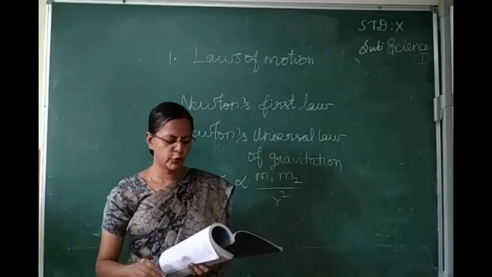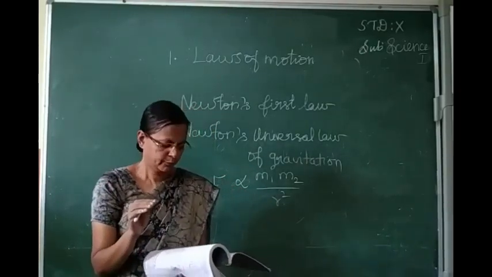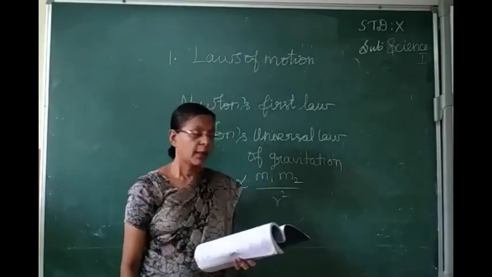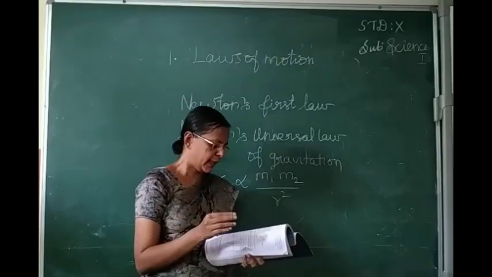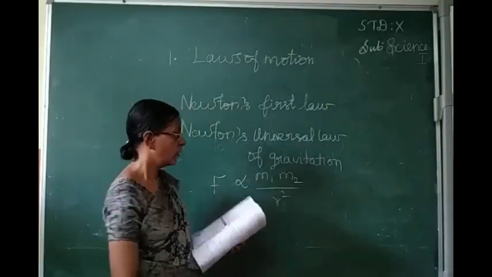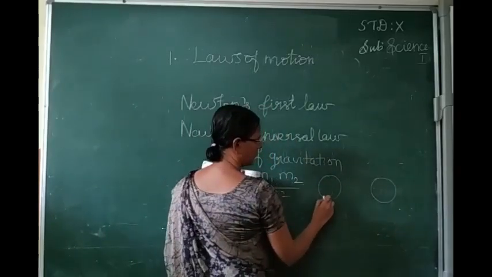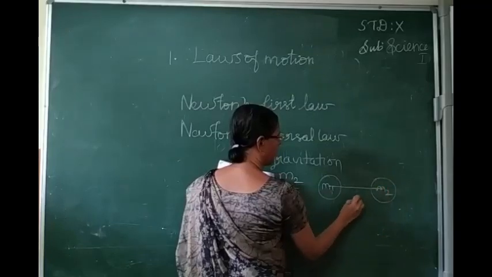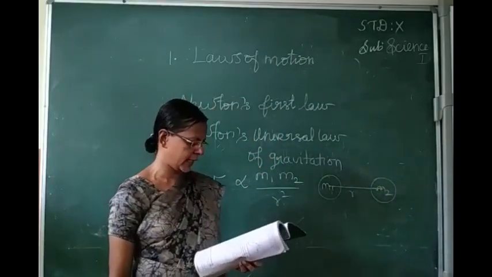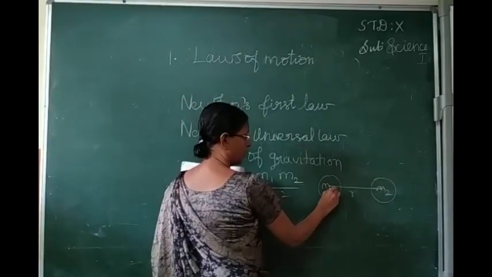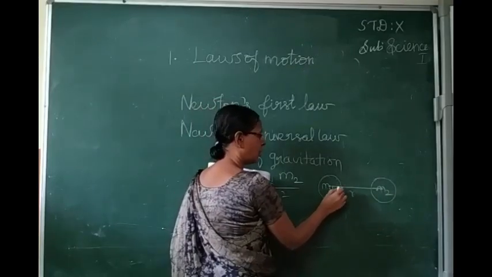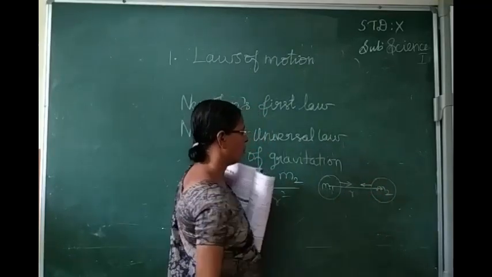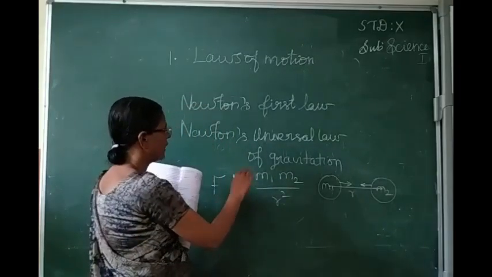Every particle of matter in the universe attracts every other particle with a force. This force is directly proportional to the product of their masses, and inversely proportional to the square of the distance between the centers of their masses. For example, the first one is mass M1, the second mass is M2. The distance between the centers of the masses we can take as R. The object with mass M1 applies a force upon the mass M2, and M2 applies a force upon M1. This is Newton's universal law of gravitation.